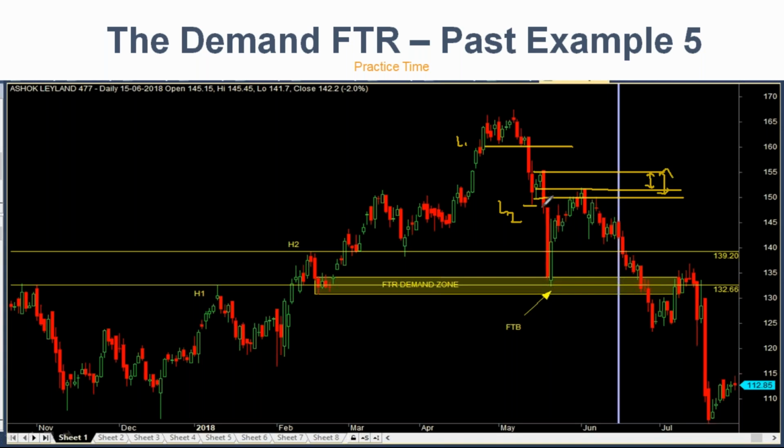So when price comes back, see, if you are a smart guy, you will buy here at demand, FTR demand, sell short here at FTR supply, and your target is next FTR demand.